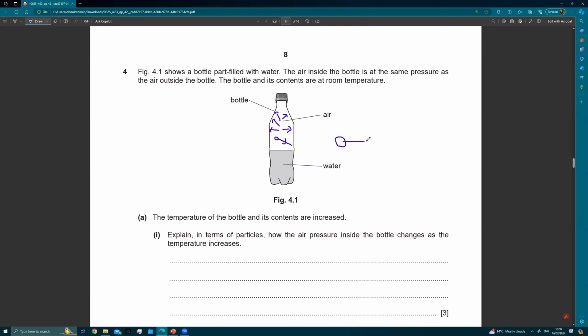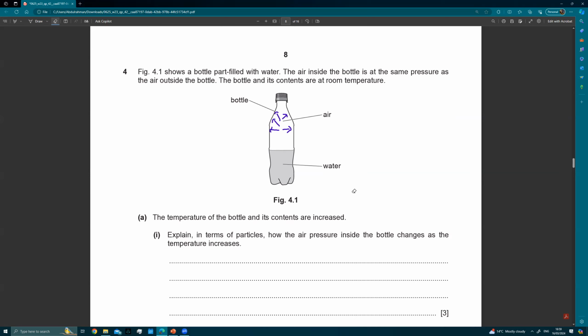Let's say the air molecule is moving to the right and it collides with the wall, and then it rebounds, right? The momentum used to be mv, and now it's minus mv. So there's a change in momentum, and we know that force is equal to the change in momentum over the time of the collision. So that means it exerted a force because its momentum changed. And because it exerted a force and pressure is force over area, there will be a pressure inside the container.